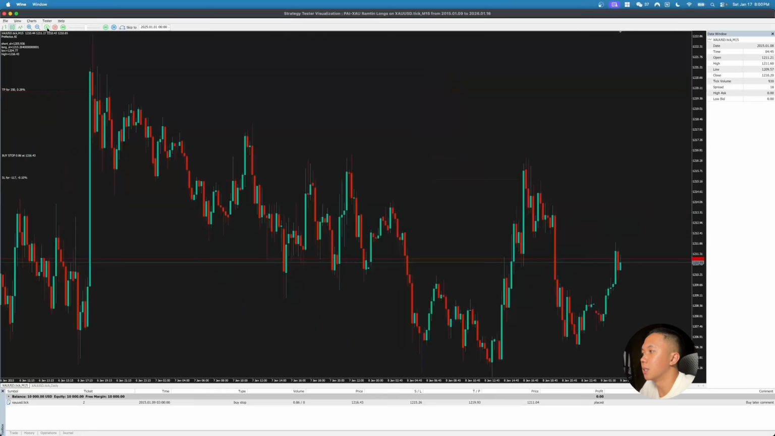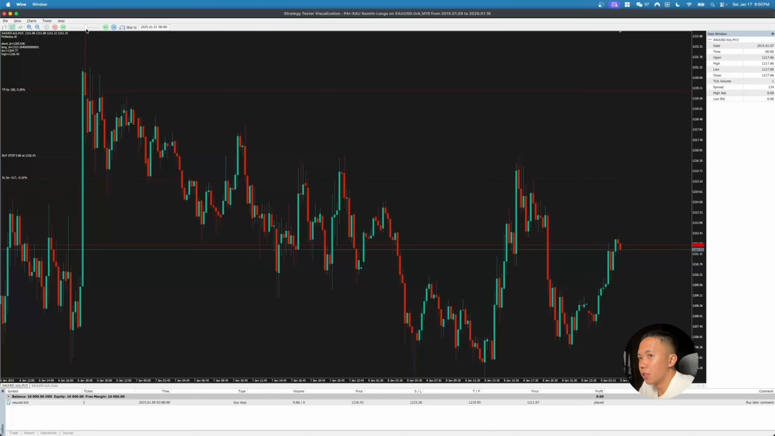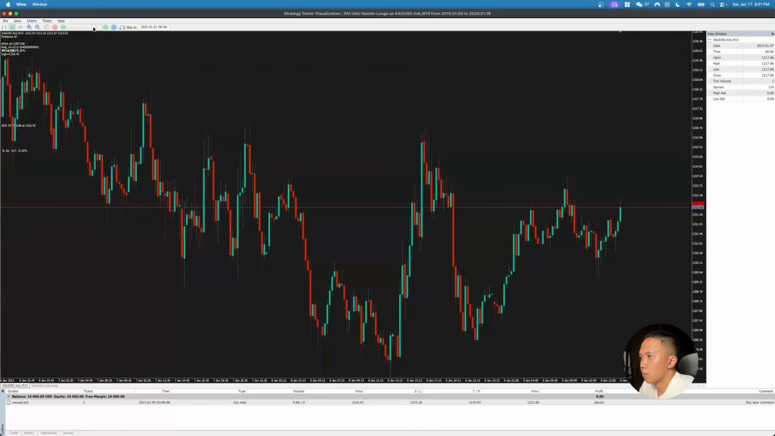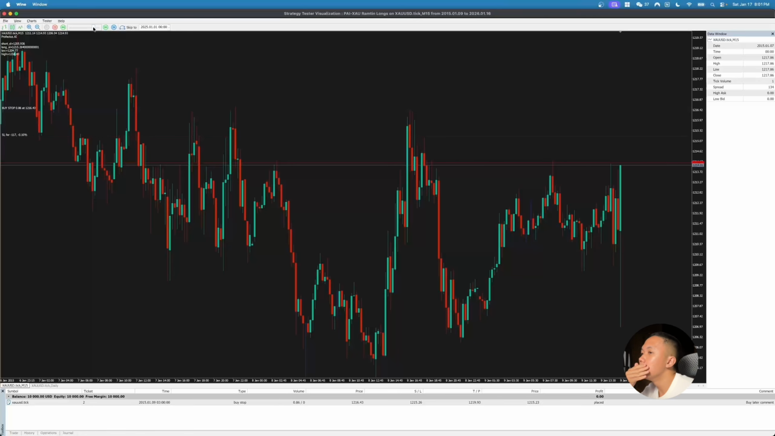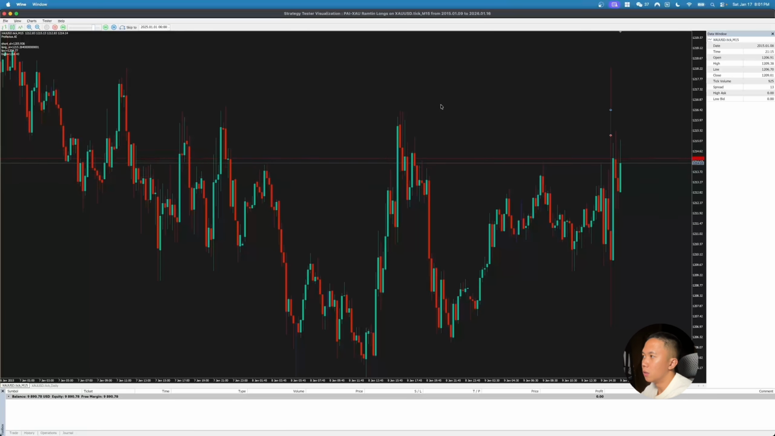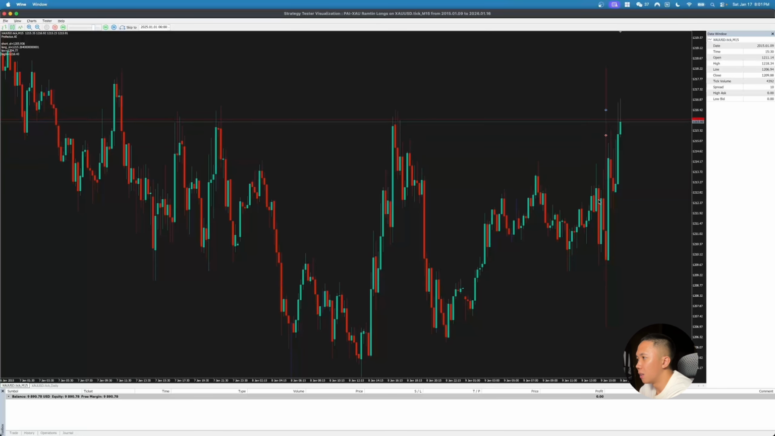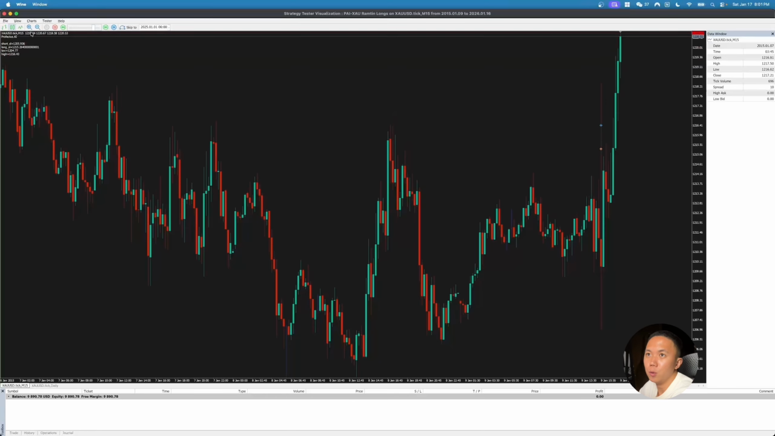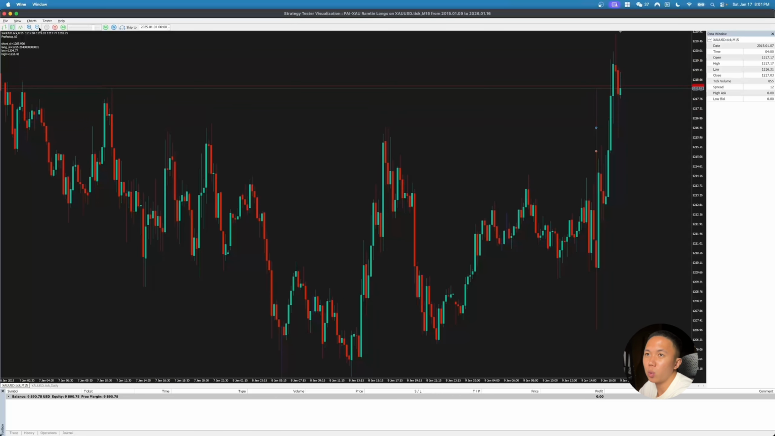Let's see what happens. I think the first trade may be a loss. Okay, so the first trade was a loss. I think this was a news candle or something, but it doesn't really matter. Overall, it looks good. So let's wait for the second trade.